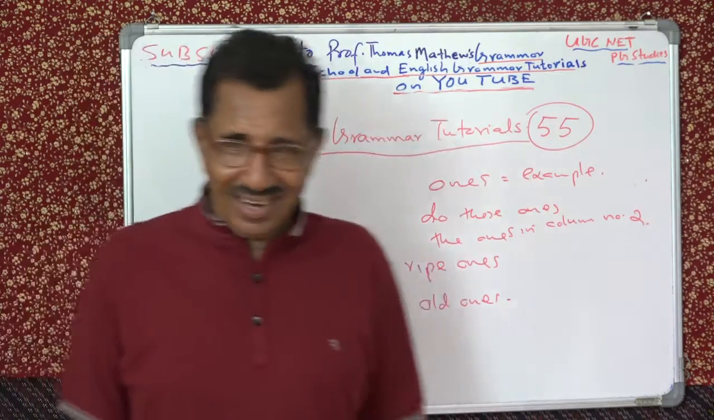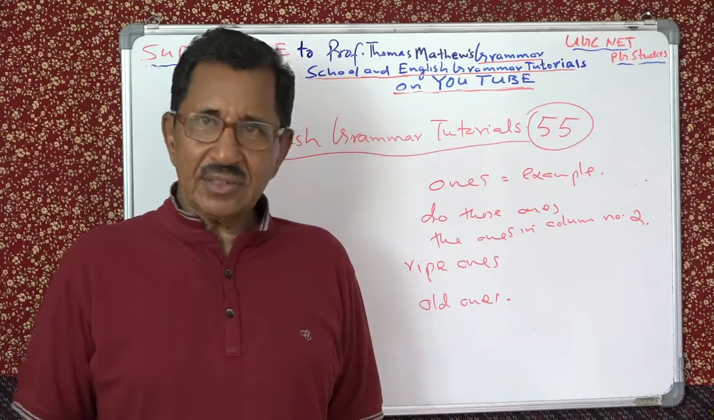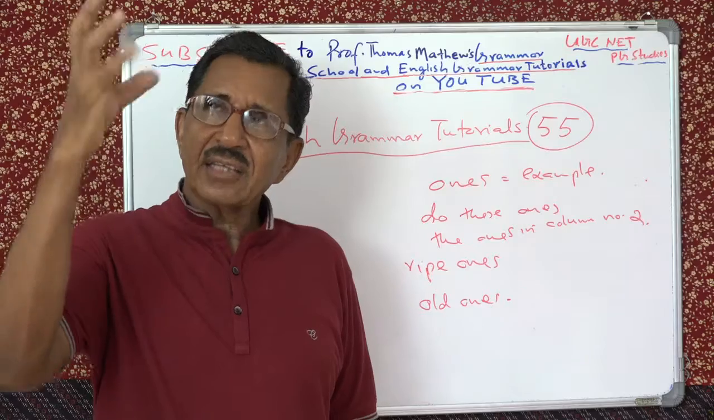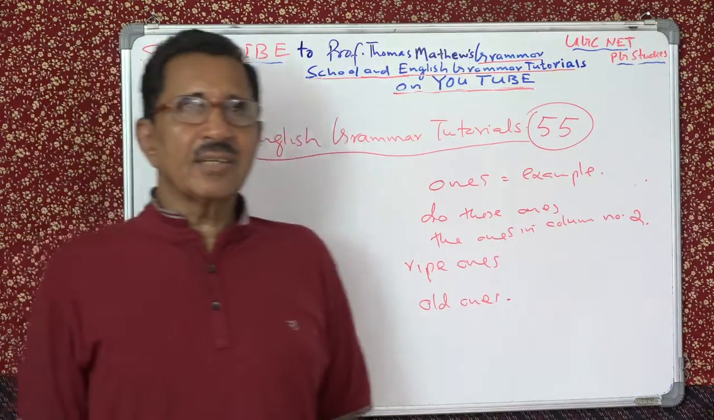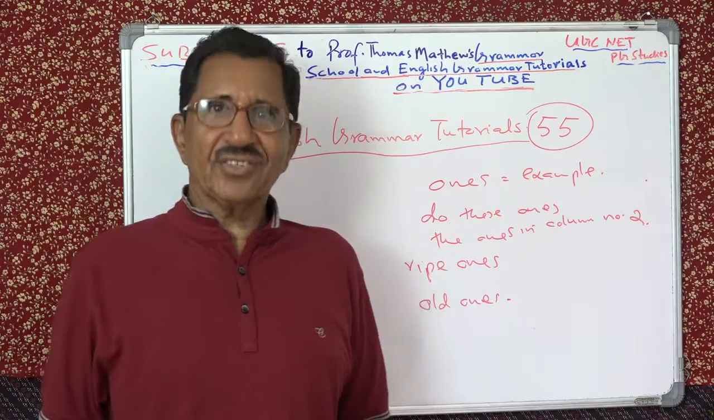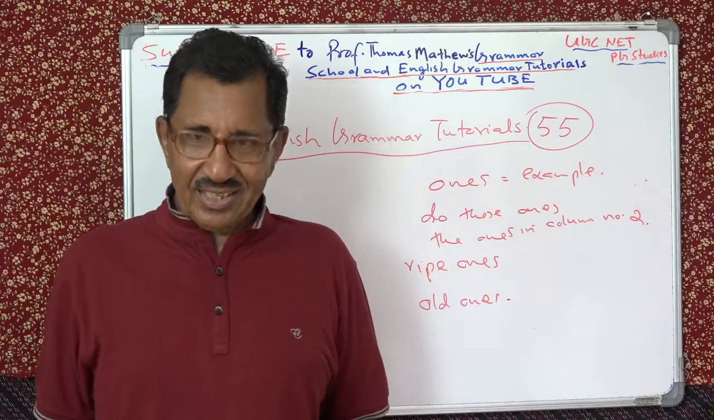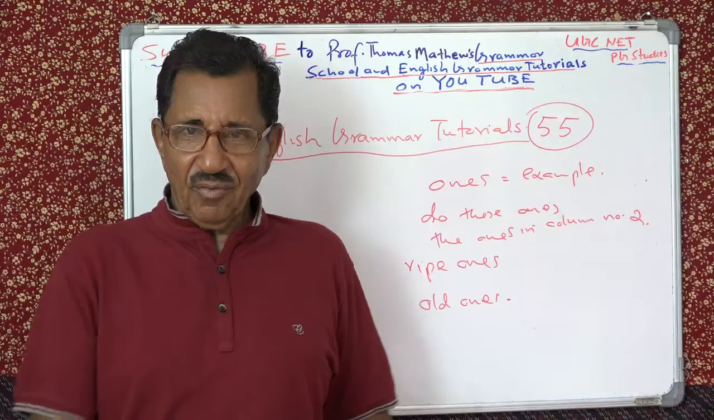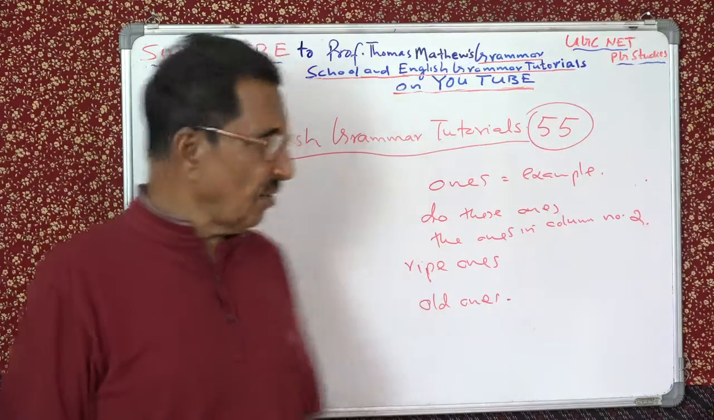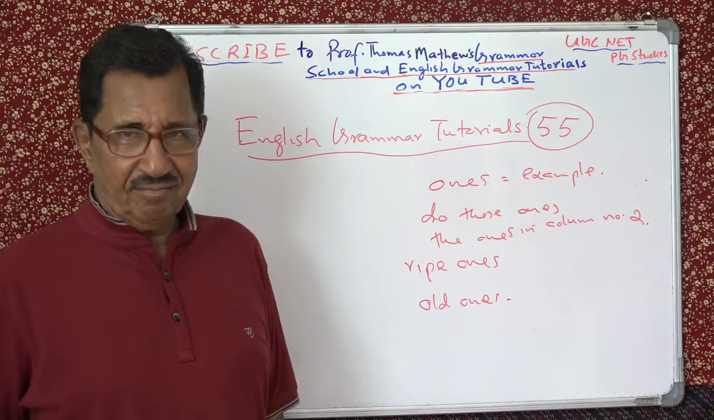And then old ones. I like old ones. Means what? Old things. Like you have old coins and so on. That's old ones. Do these ones. The ones in column number 1. So these are without apostrophe. They are plural of one.